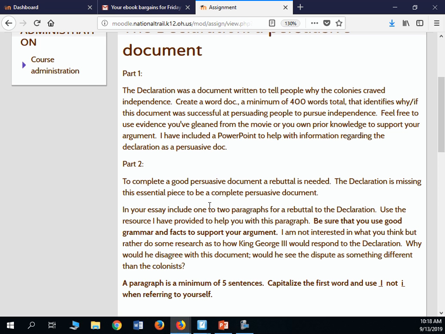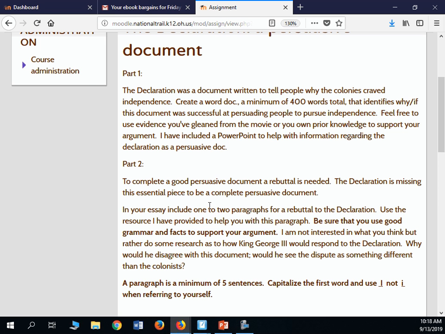All right, then there's a part two. Now, let me say right up front that I want you to create a document here with these two parts, a total of 400 words for both parts. The idea of this document is that a rebuttal was missing. So the declaration is missing this essential piece. In your essay, I would like for you to write a paragraph or two or more for a rebuttal to the declaration. Use the resources I have provided to help you with this paragraph.